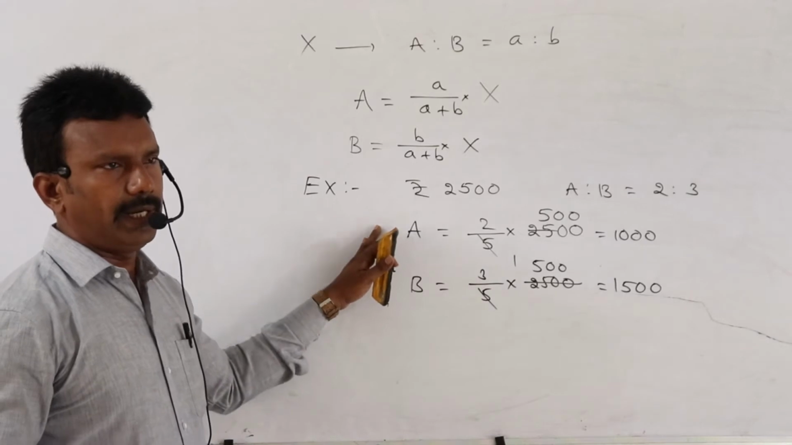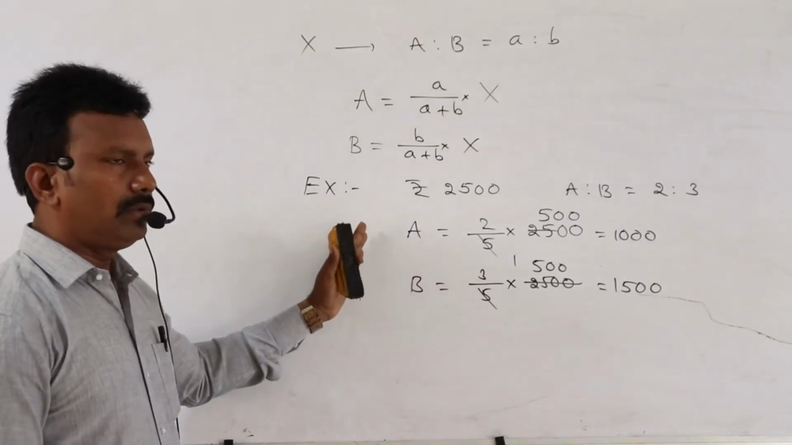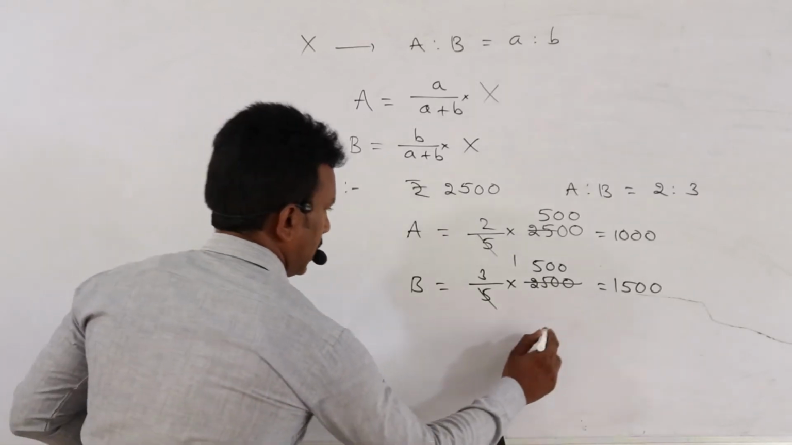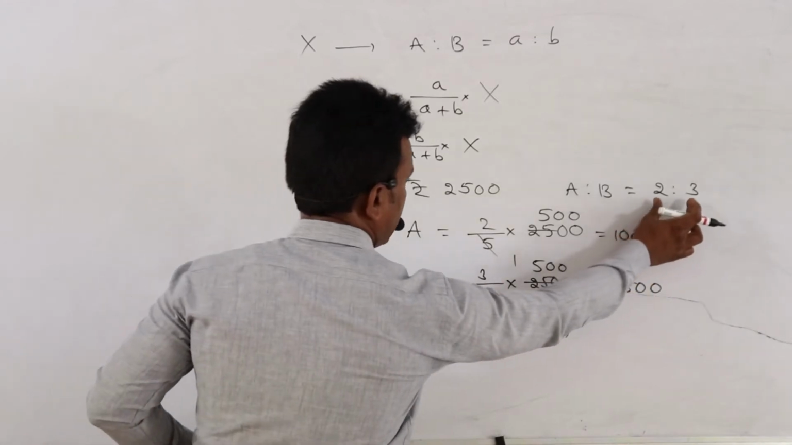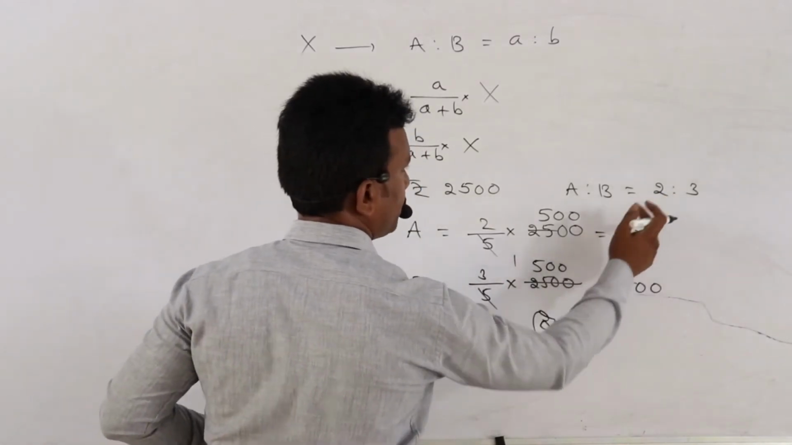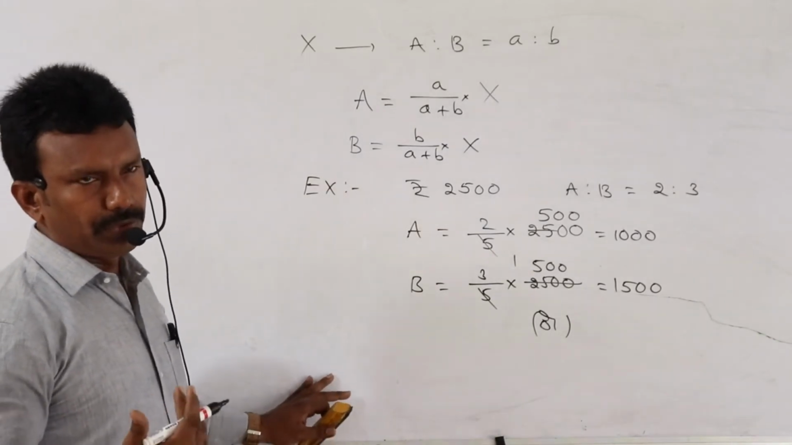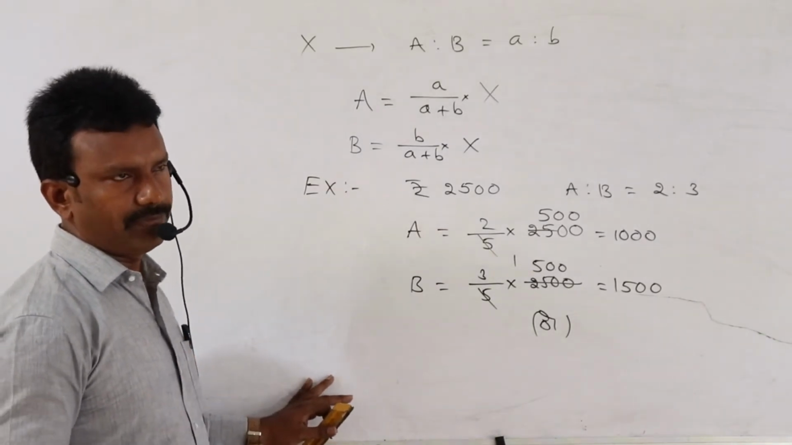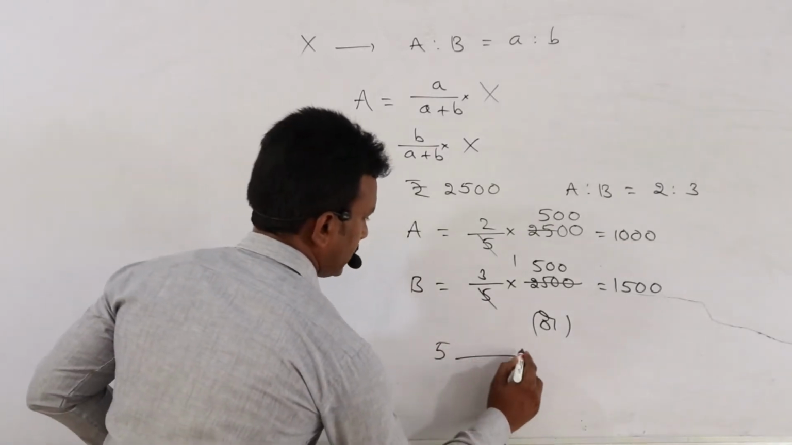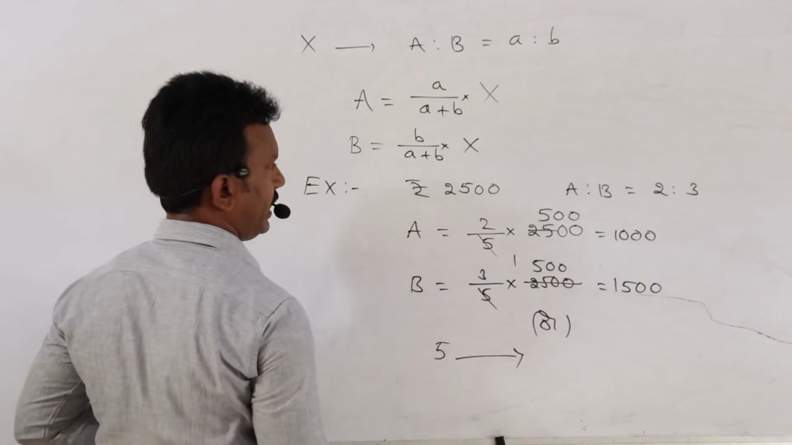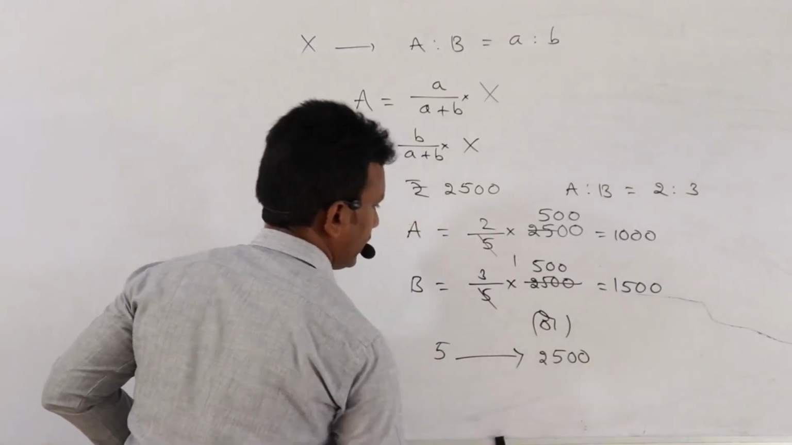Or directly we can write another shortcut that is very easy compared to this one. This is our alternate method. How many parts are there in the ratio 2 is to 3? The total parts of the ratio 2 is to 3 is totally 5 parts. So 5 parts of the ratio is the total amount 2500. So 5 parts is equal to 2500.